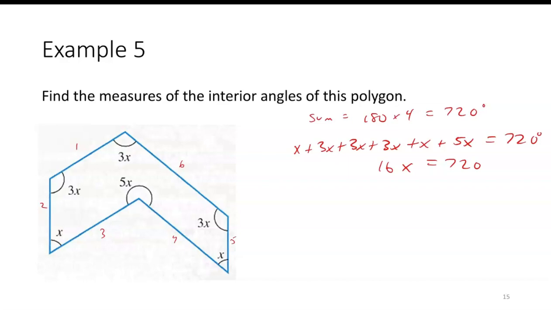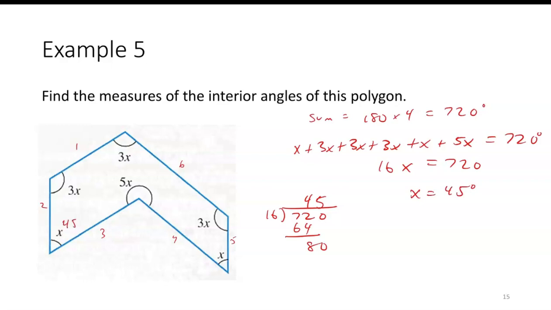Okay. And then 16 goes into 720. 5 is too much, so I guess we go 4. And that would be remainder 8. Bring the 0 down. 16 goes into 80 5 times. So 720 divided by 16 is 45. That would mean that x is 45 degrees.